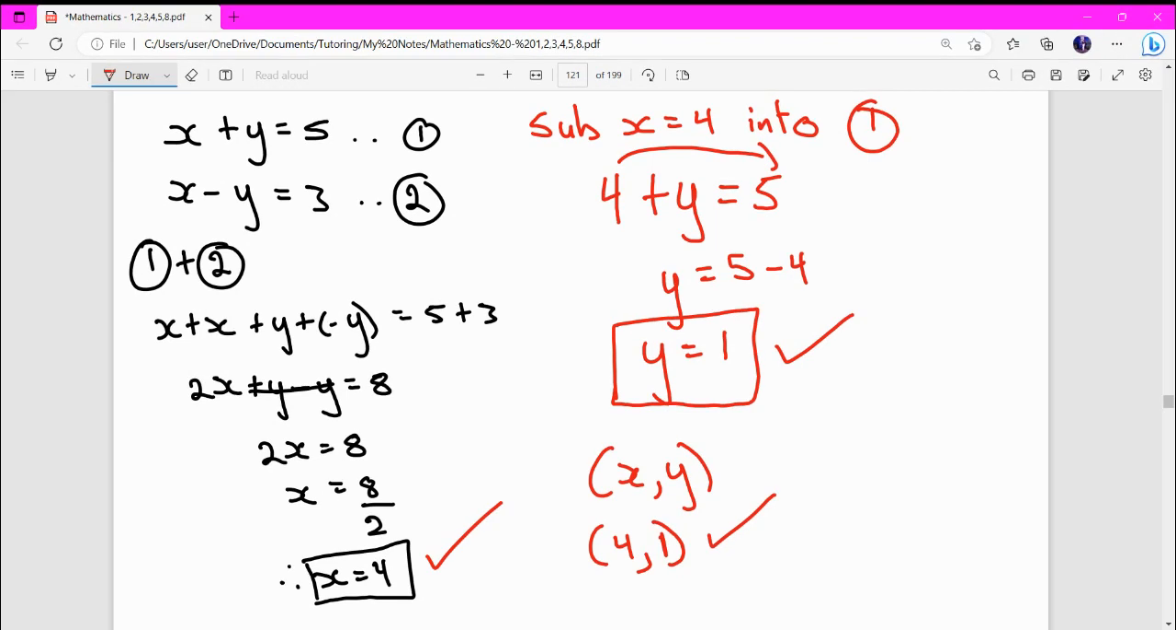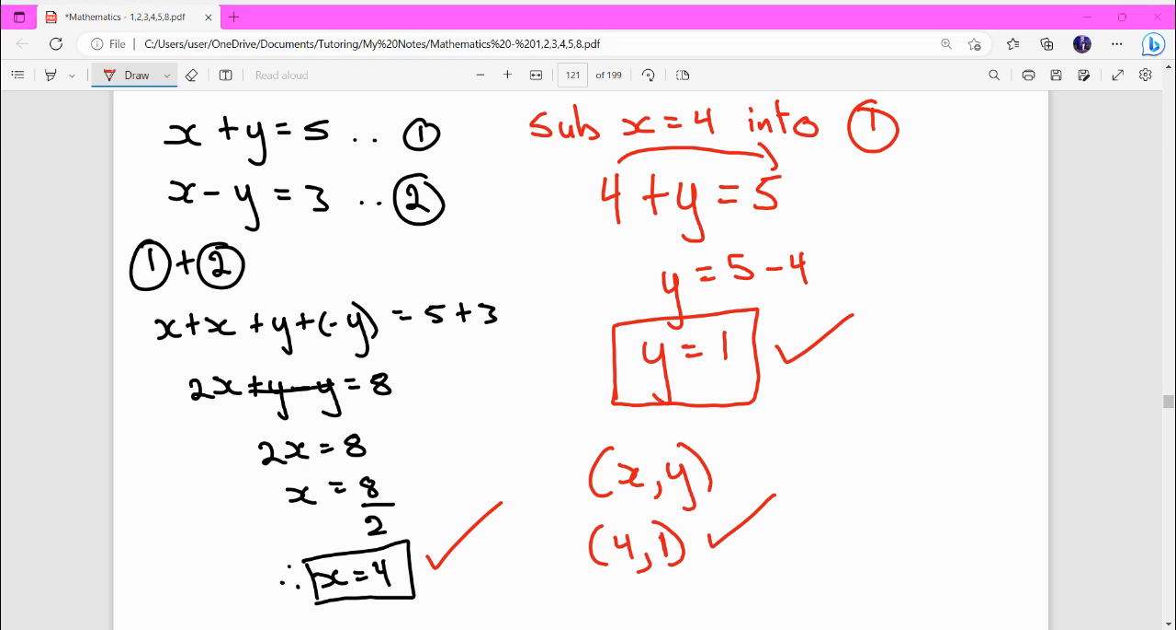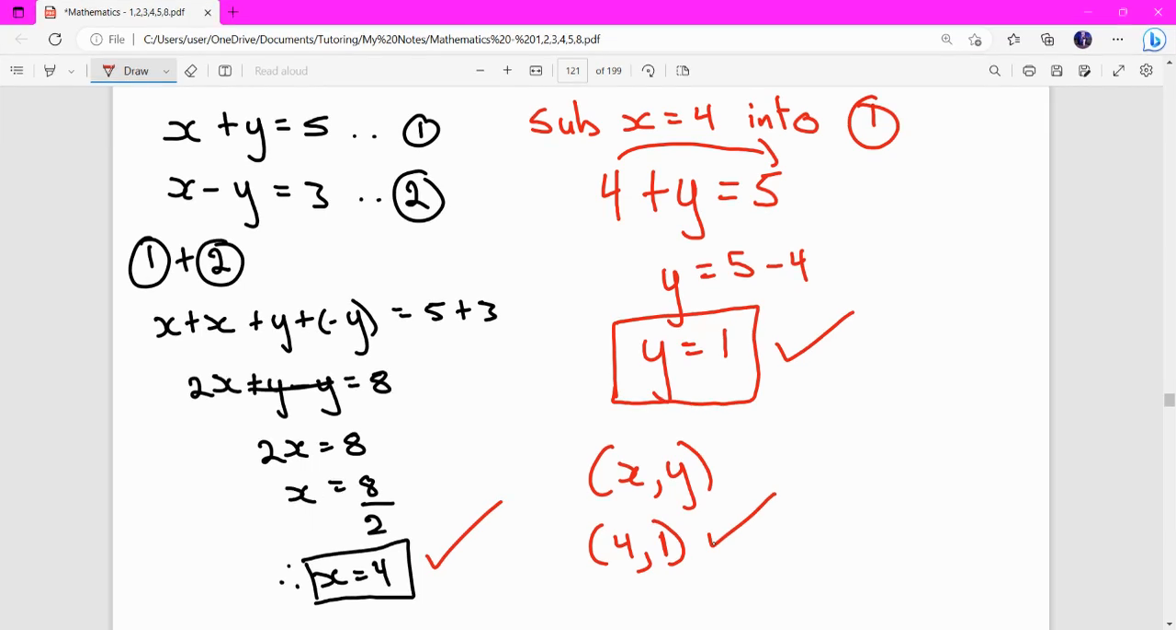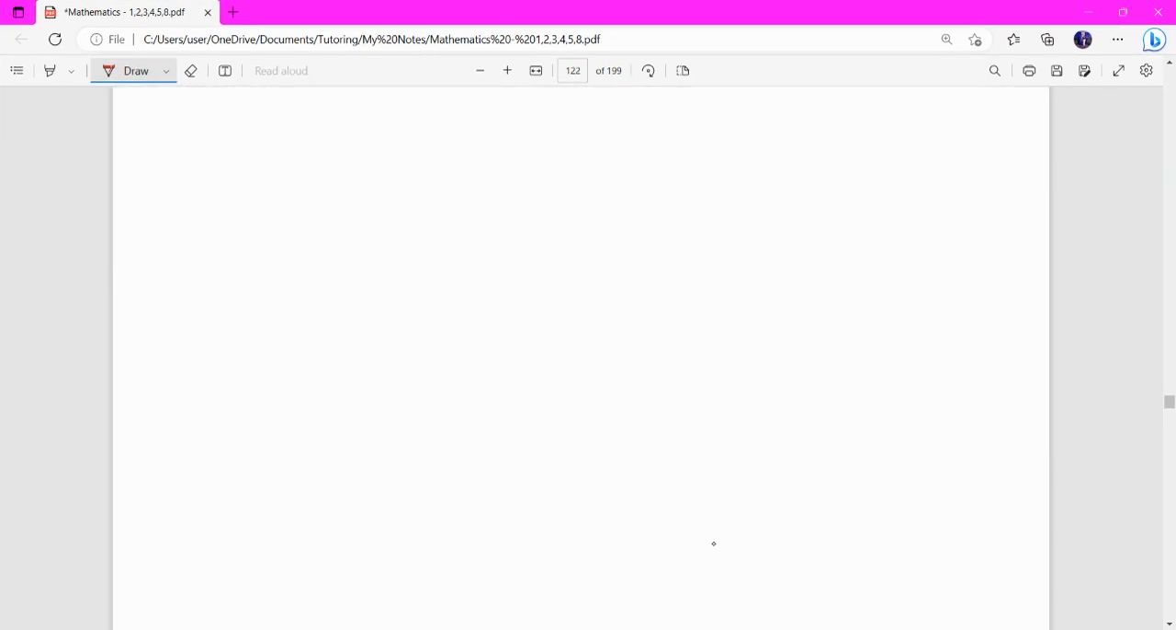Right? And this is the elimination method. We eliminated one of the variables and then solved for the other, and then put it back in one of the equations to solve for the next variable. Right? So this is our elimination method. Okay.